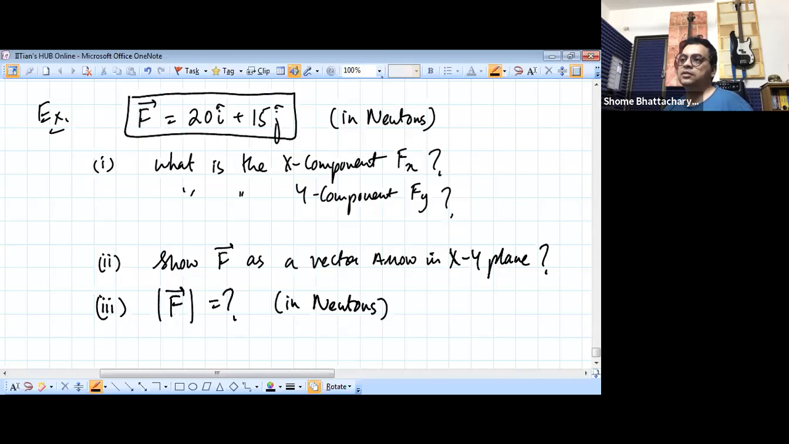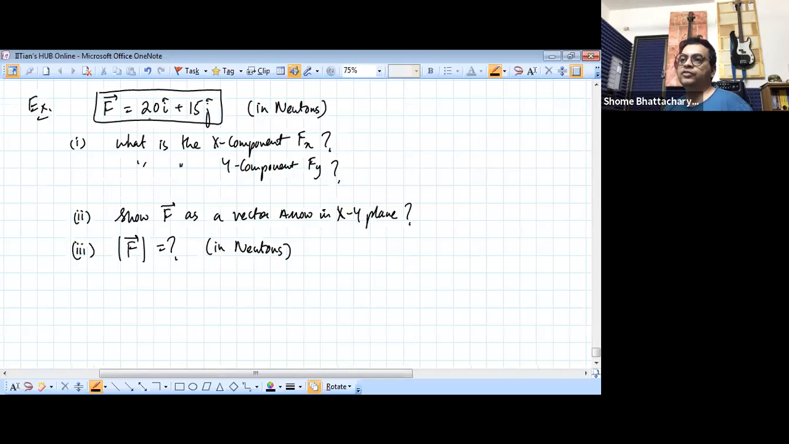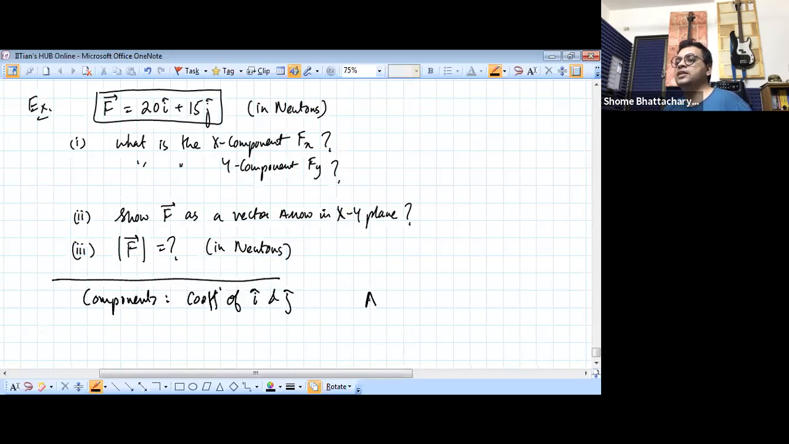So the idea is very simple. What is the definition of components? It is the coefficients of i cap and j cap. So what we understand by the term components, they are the coefficients of i cap and j cap. So for a vector, the coefficient of i cap is the x component. The coefficient of j cap is the y component. So this is what we mean by the term x component, and this is what we mean by the term y component.